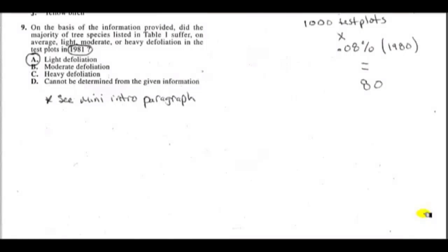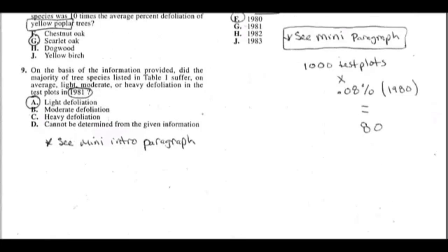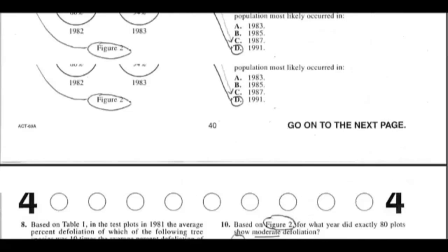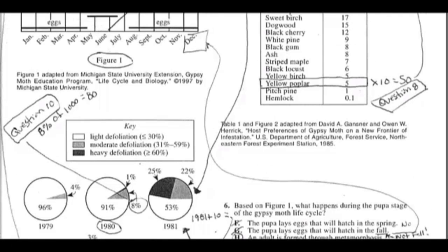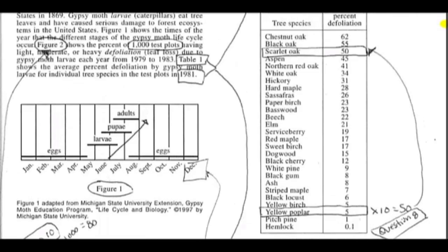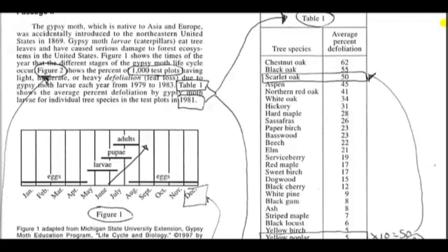Test 69A, Science Practice Problem number 9. Number 9 states, on the basis of the information provided, did the majority of the tree species listed in Table 1 suffer on average light, moderate, or heavy deforestation in the test plots in 1981? First thing we need to do here is take a look at Table number 1. Here's table number 1, and it lists off the tree species and the average percent deforestation.